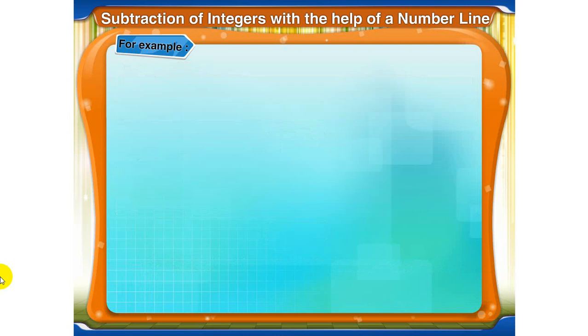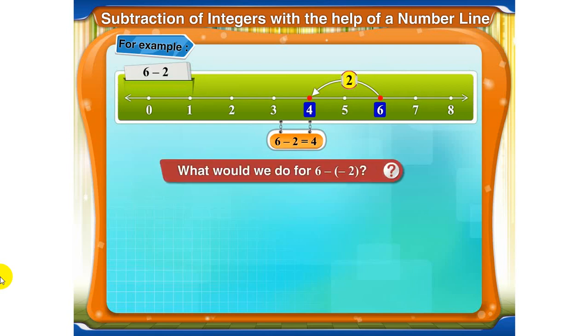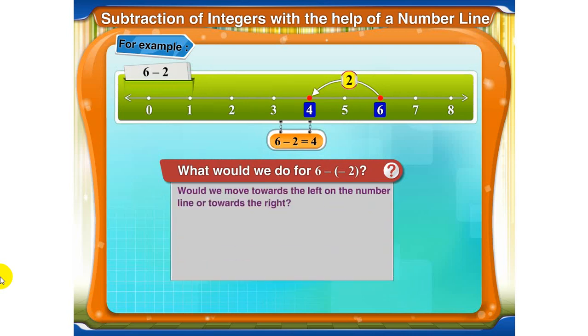We have also seen that while using a number line for whole numbers, for subtracting 2 from 6, we would move towards the left. That is, 6 minus 2 is equal to 4. What would we do for 6 minus minus 2? Would we move towards the left on the number line or towards the right? If we move to the left, then we reach 4. Then we have to say 6 minus minus 2 is equal to 4.